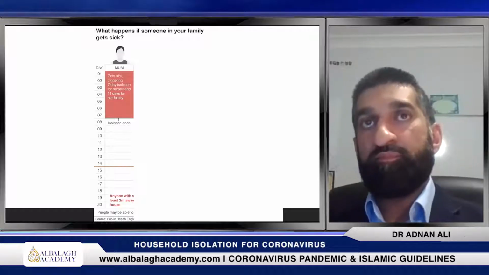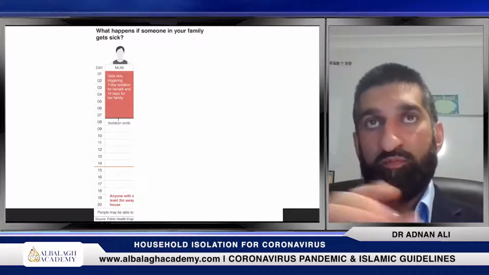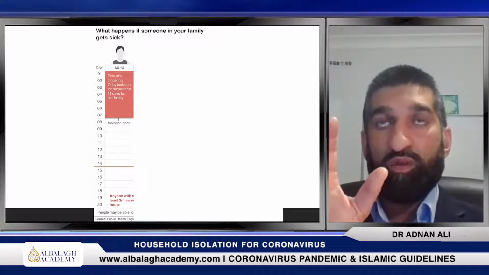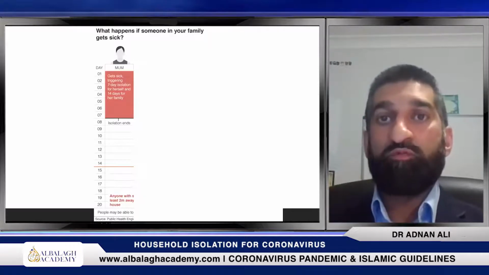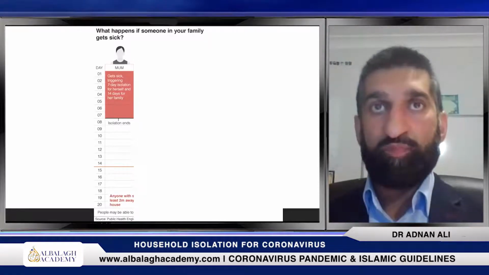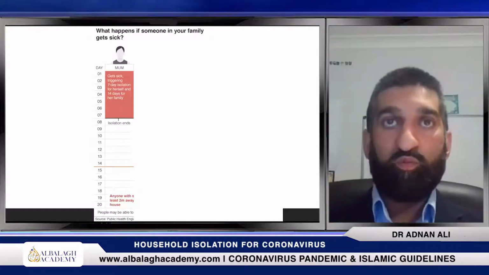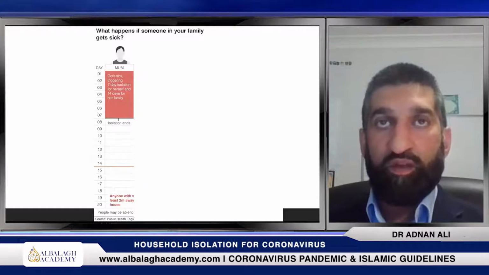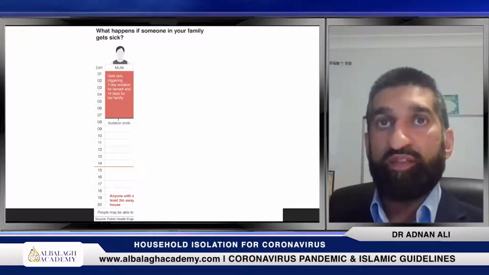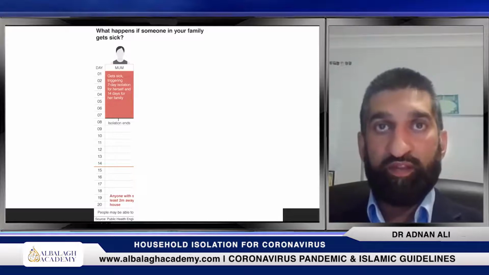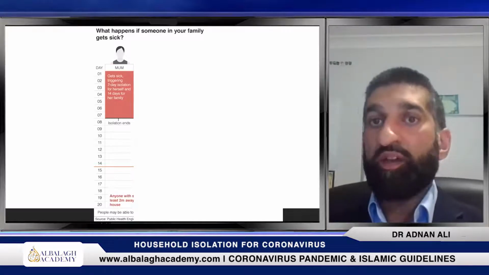This is a really good diagram by the BBC, describing or informing what to do if somebody becomes sick. So mum, she lives with her family. She becomes sick, so she is going to isolate for 7 days. So that's day 1 all the way through to day 7. And then on day 8, her isolation.